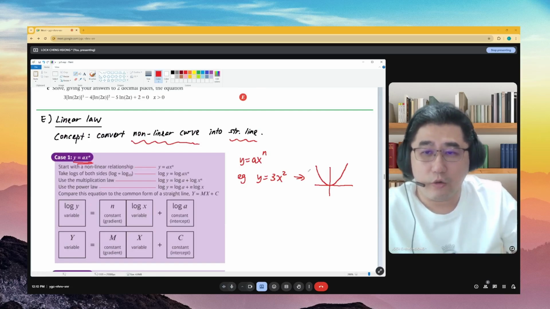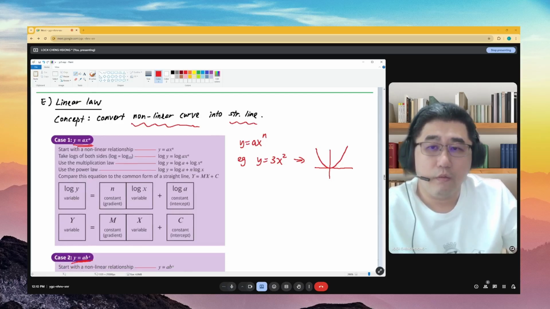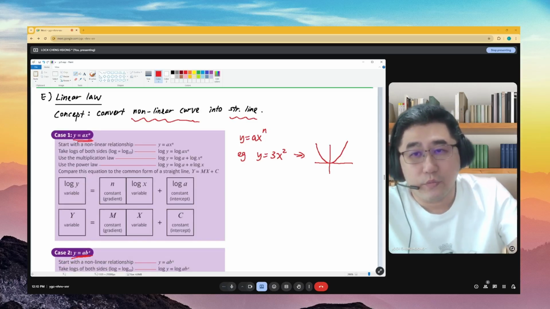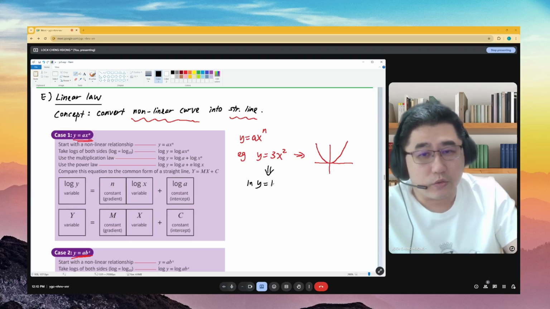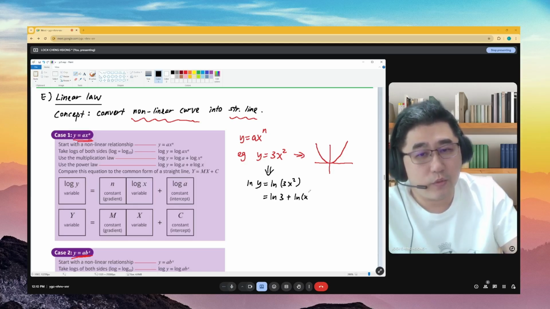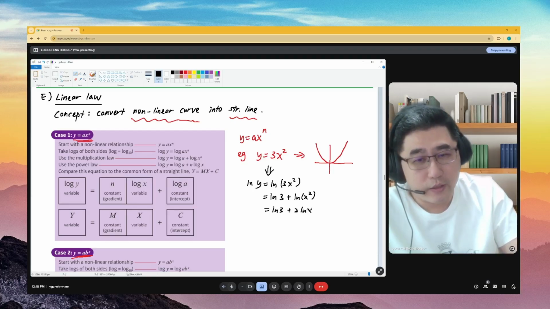This is a curve. Remember our objective: to convert a nonlinear curve into a straight line. But how do I actually do that? From here, I need to do some work. So maybe I do ln first. ln y equals ln of 3x squared. Then I apply the rule: ln 3 plus ln of x squared. Then I will have ln 3 plus 2 times ln x. So you have ln y equals 2 times ln x plus ln 3.